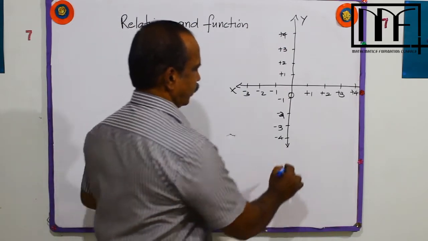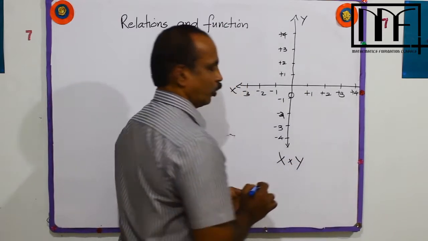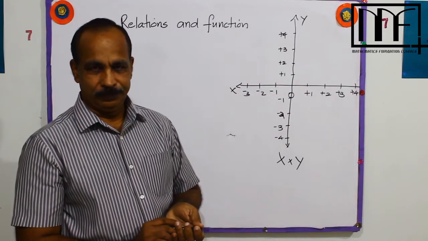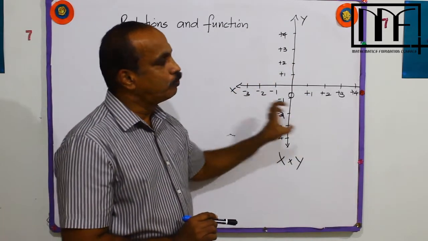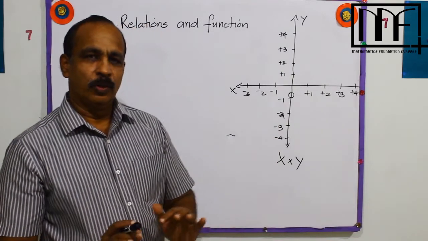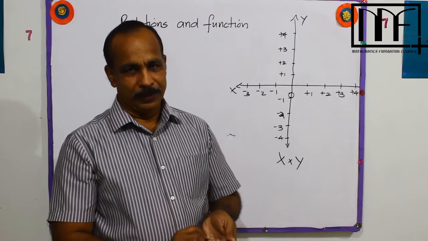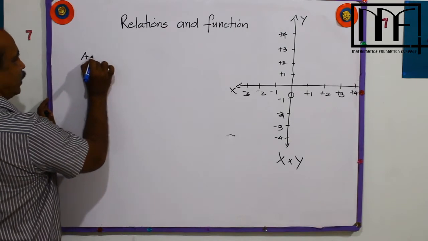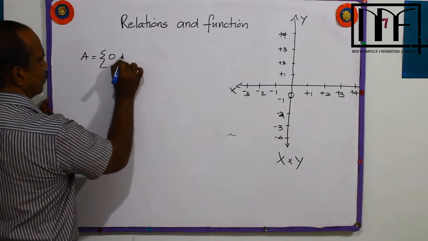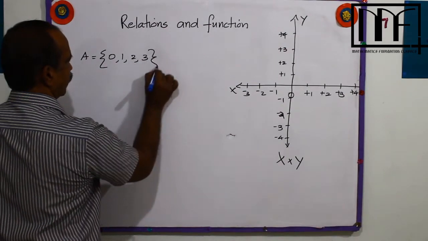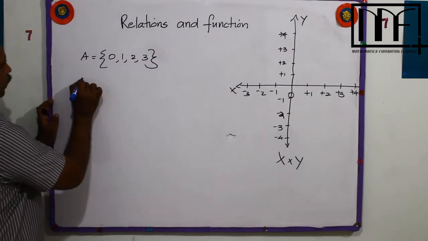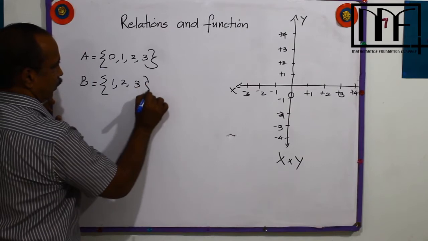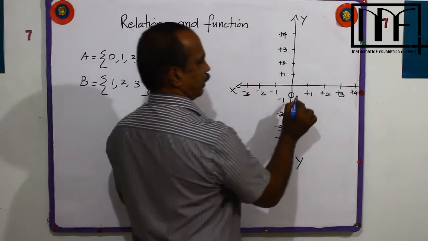That's what we call X cross Y, the Cartesian product of X and Y. And this plane is called a Cartesian plane. The points which you mark in the Cartesian plane are called coordinate points, which are all ordered pairs. Now let us see a non-empty set. Let A equal 0, 1, 2, 3, which is a non-empty set, and B is another set, 1, 2, 3.